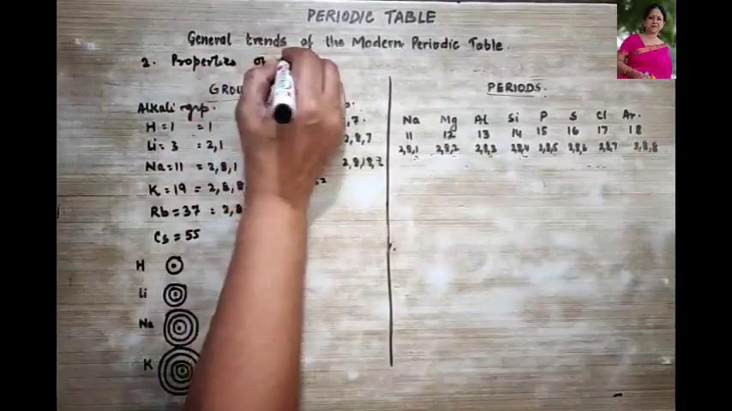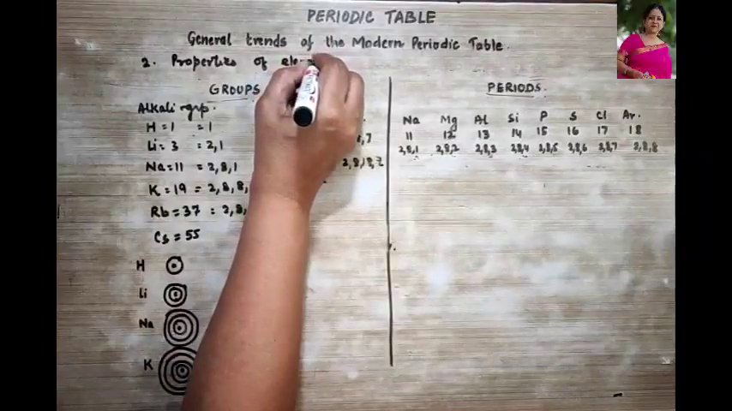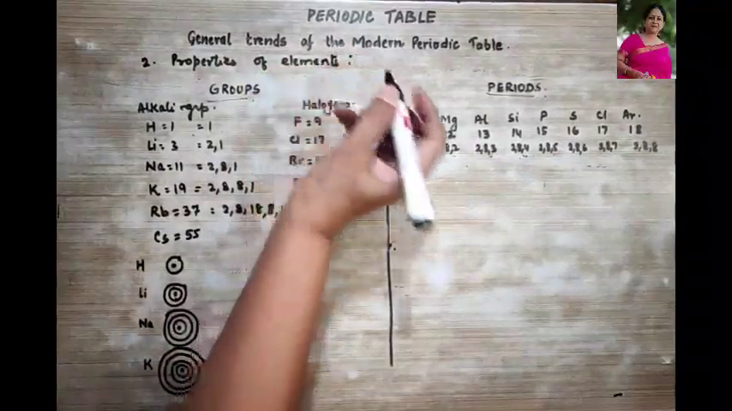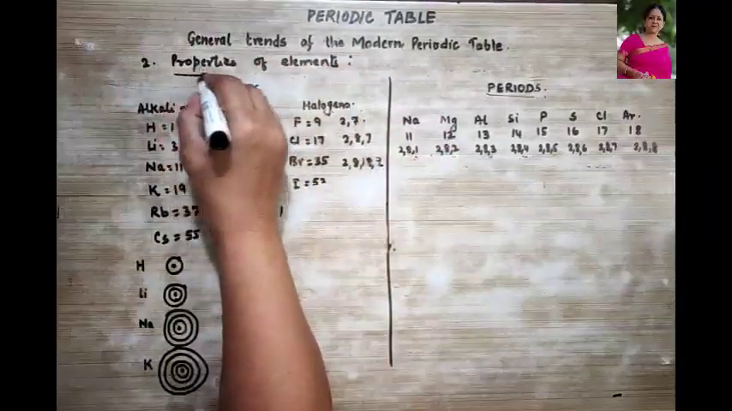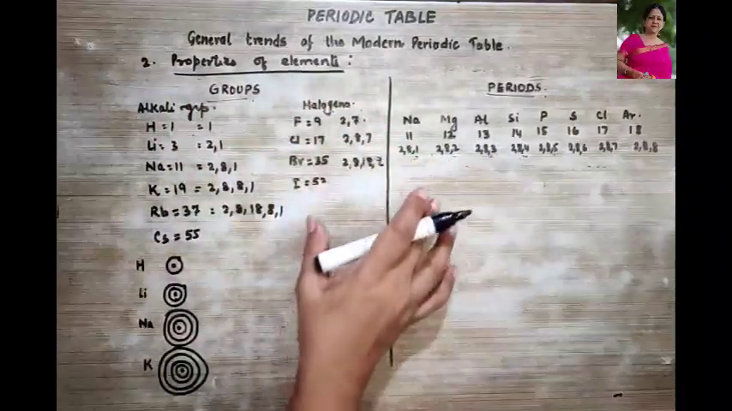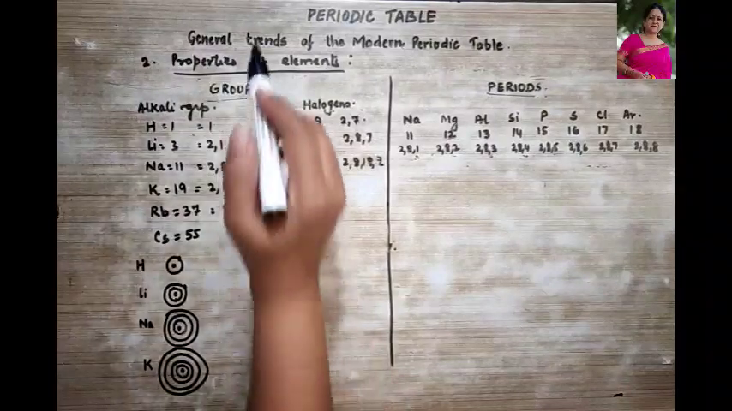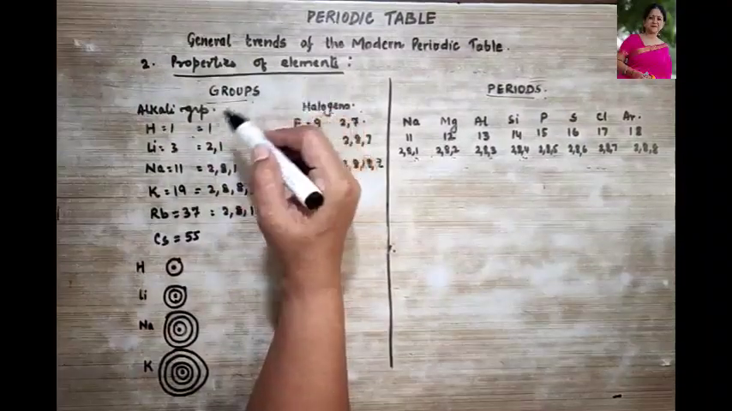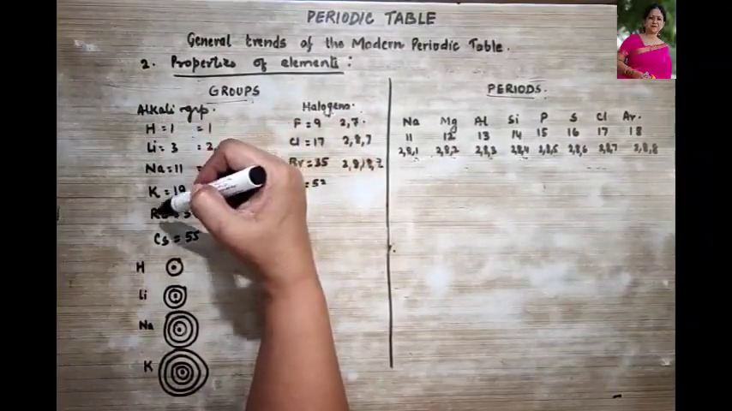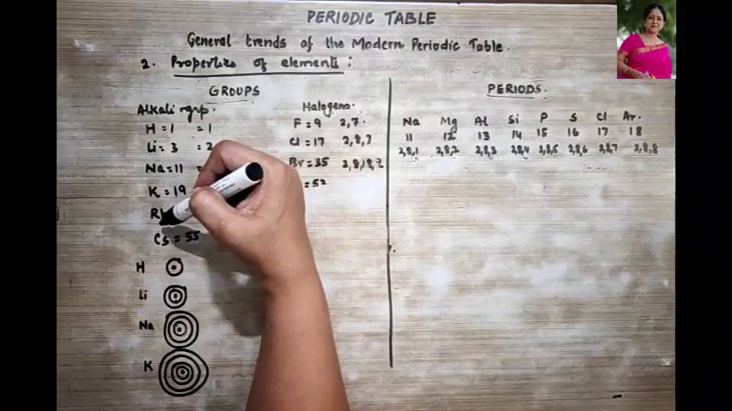Properties of elements. Okay, so I did not rub the example because I am going to take the same example and explain you all the trends. Now, properties of elements. What do we see about the properties of elements in the alkali group?